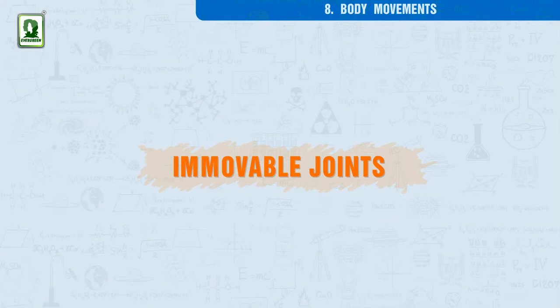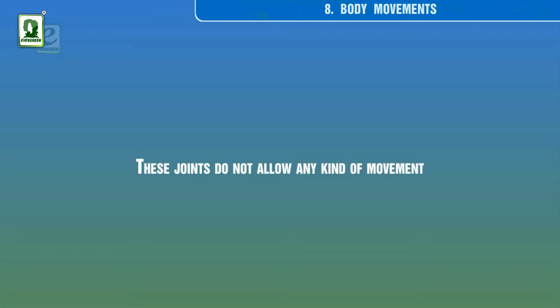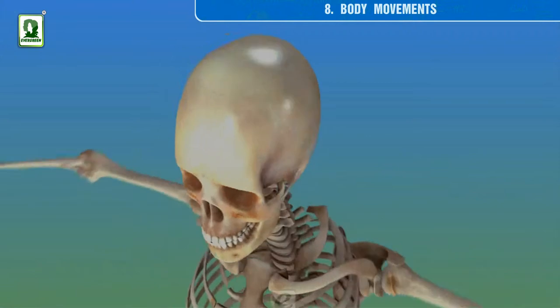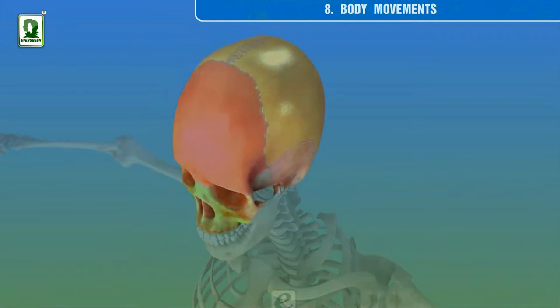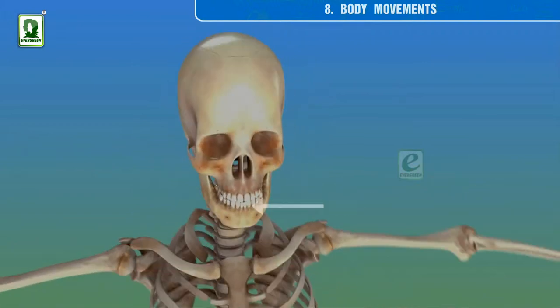Immovable joints. These joints do not allow any kind of movement. Examples are joints between the bones of the skull, joints between the upper jaw and the rest of the head, joints in the tooth sockets.